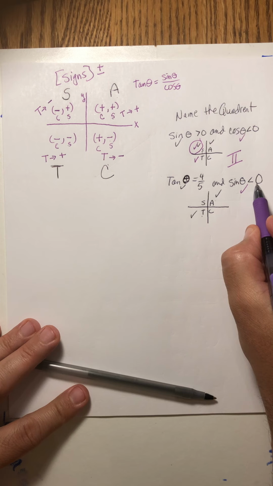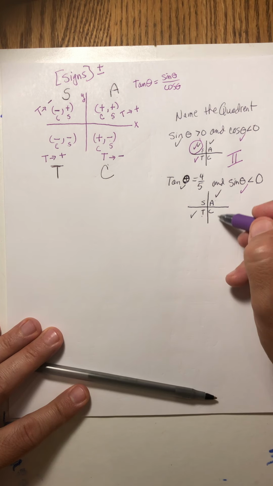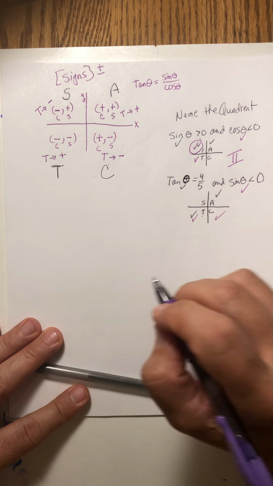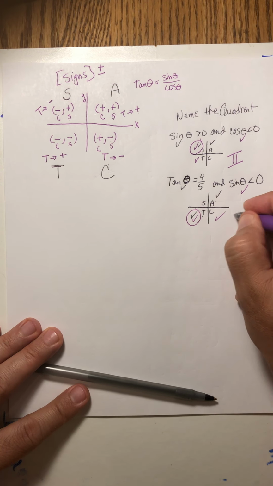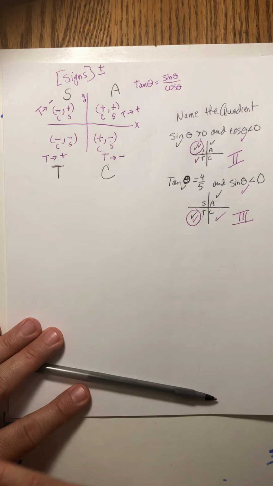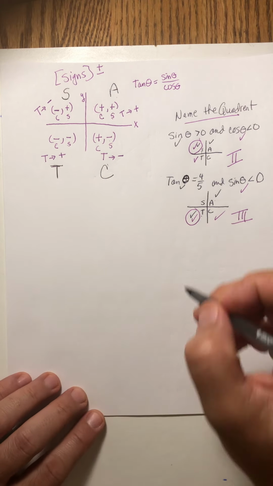Sine theta less than 0. When is the y value negative? The y's are negative when we are under the x-axis. Well, negative, negative. And we have our double checks right there. So quadrant 3. We name the quadrant. Let's do one more.